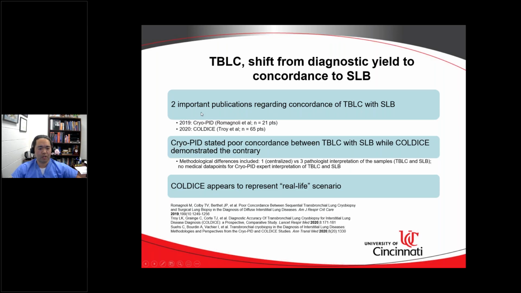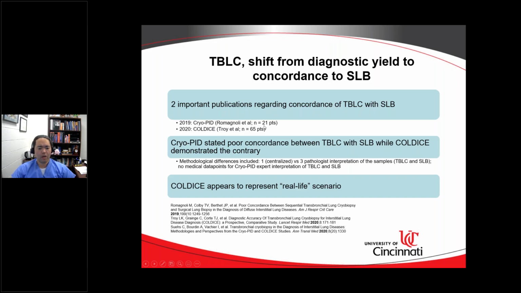In 2019 and 2020, there were 2 important publications which I consider landmarks in terms of concordance of cryobiopsy versus surgical lung biopsy. The first one, the Cryo-PID study, was published in the Blue Journal and had 21 patients. The next one was published in Lancet Respiratory Medicine in 2020, the COLDICE study. Interestingly, the Cryo-PID study stated that there was poor concordance between cryobiopsy and surgical lung biopsy diagnosis within a multidisciplinary conference, and the COLDICE study proved the opposite. There were important methodological differences. I'm not an ace in biostatistics, but this is what I could gather after reading these 2 important articles back to back so many times.